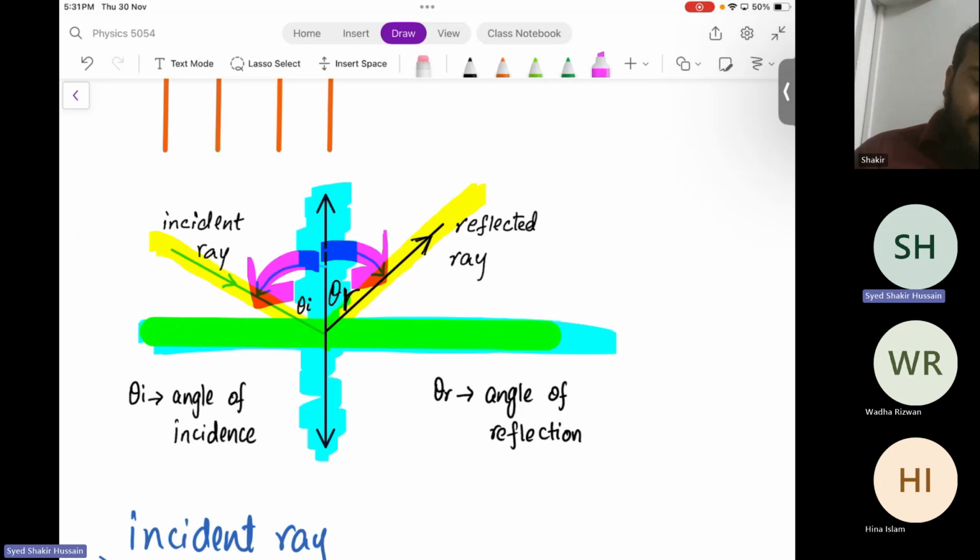All right. So again, if you need to measure the reflected angle, you will put your protractor this way, and then you will start measuring from here. It's 0, 5, 10, 15, 20, 25, and so on, right? So your angle is to be measured from where? From normal. Always angle is measured from normal, always, right?